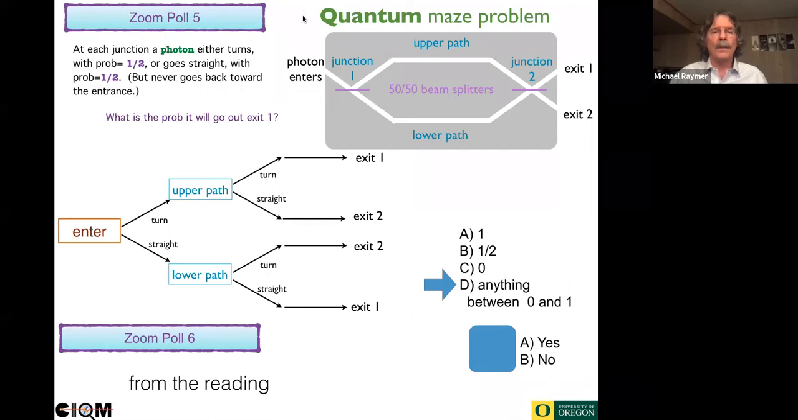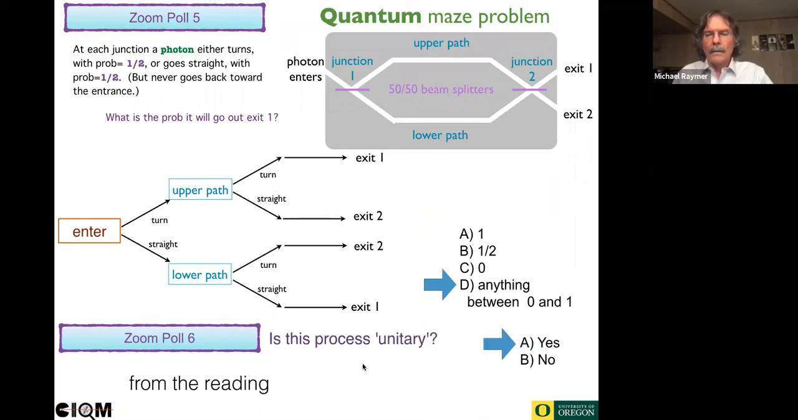Okay, next Zoom poll. This is from the reading. If you didn't do the reading and you didn't know this before, you probably have no clue what the answer is, which is fine. If you did the reading, you might remember. Is the process unitary? Yes, indeed, it is. That's just a word, okay? Unitary is a word that quantum physicists use to describe a situation where interference is possible, where it's occurring.